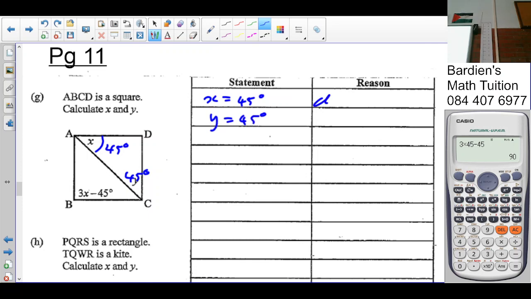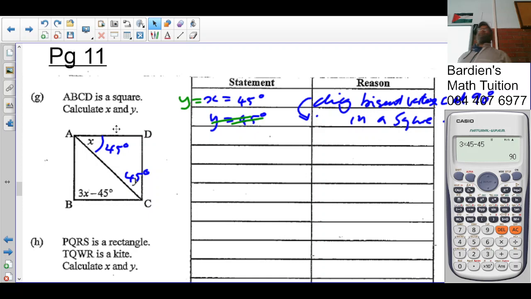Alright, so x equals 45, y? Diagonals bisect the vertex angle at 90 degrees in a square. That is the reason for both. No calculation is needed, so in the exam, if you knew that, you could have said so. You're actually right, because the reason for the angle is the same value and the reason is the same.